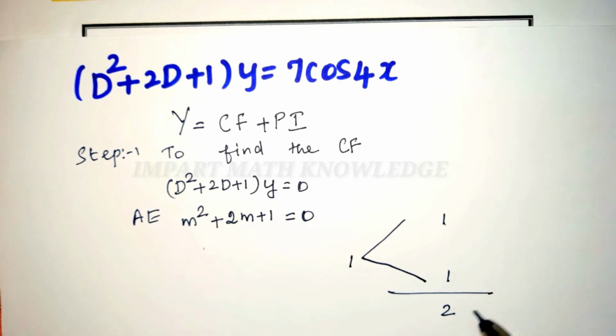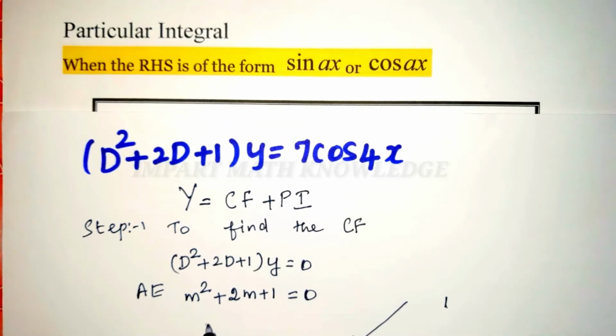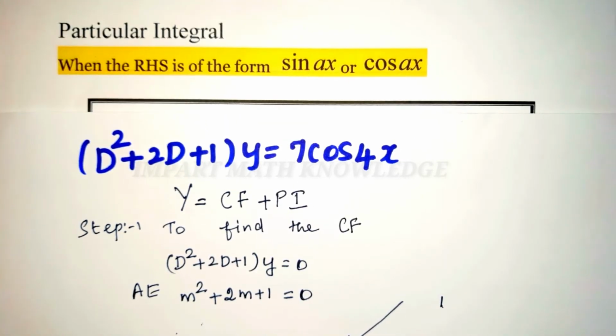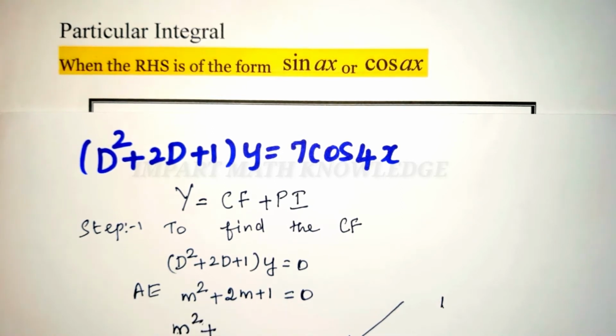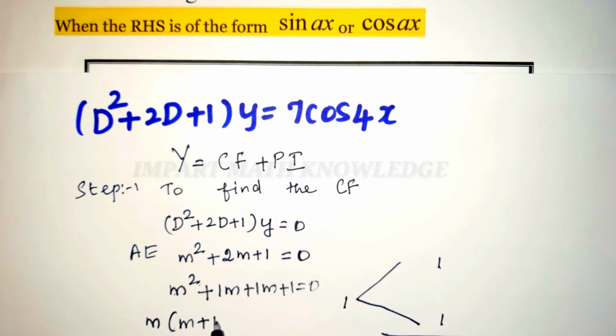If you add these two, you will get plus 2. If you multiply these two, you will get 1. This can be written as m square plus 1m plus 1m plus 1 is equal to 0. Now in the first and the second term, m is common, take it outside, m plus 1. Third and the fourth term, 1 is common, take it outside, m plus 1 is equal to 0.